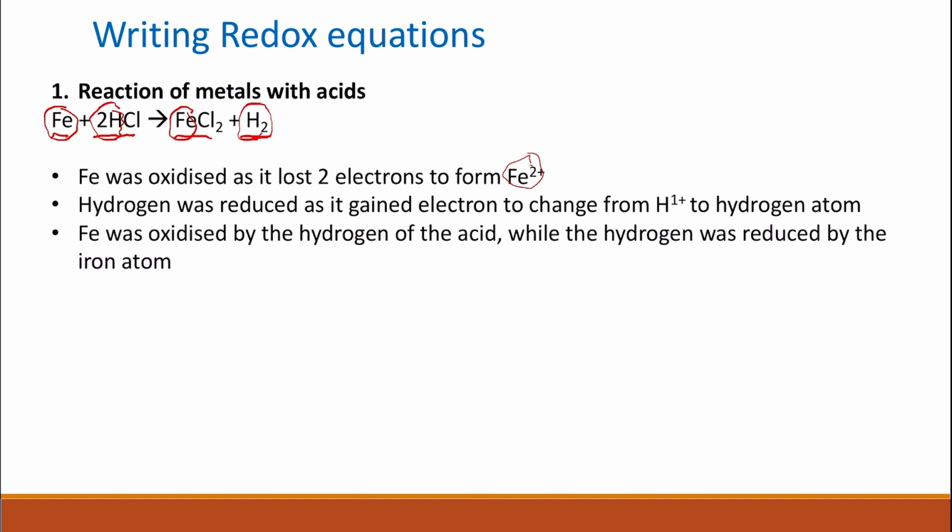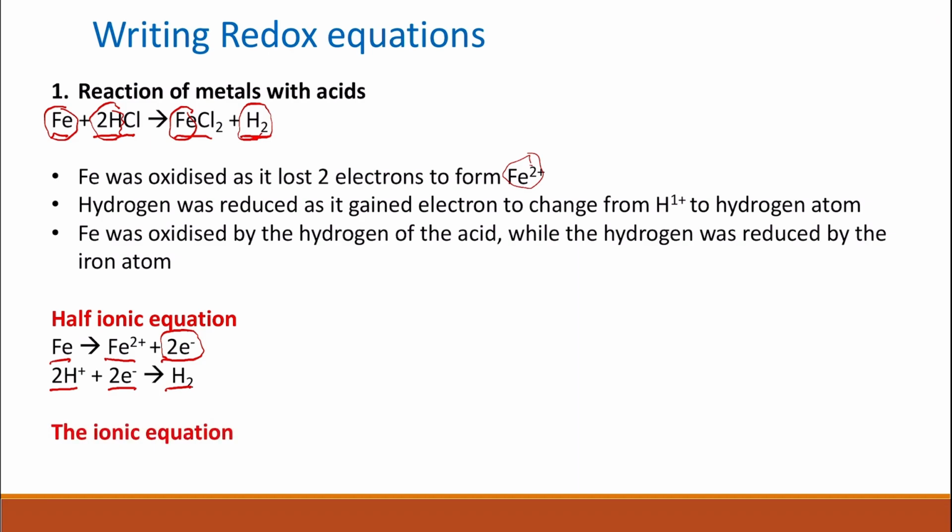The half ionic equation is the equation where we only show one substance at a time, so we only show the oxidation or the reduction. For the half ionic equation for iron, we said iron was oxidized, so iron metal will give you the ion, and it lost two electrons, plus two electrons. The other half equation is for hydrogen. We have two hydrogen ions, H+, that gained two electrons to give you the hydrogen element, which doesn't have any charge. The ionic equation will be the total of these two equations.